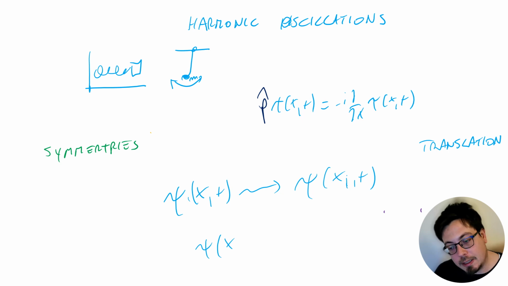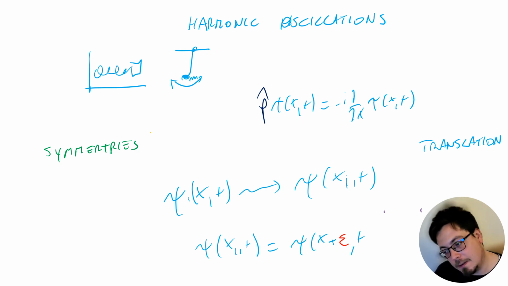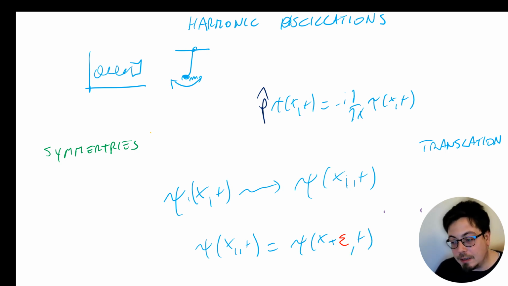Suppose we have x prime of t, which is the new position, which is very close to the initial position by a very small amount, epsilon. Let's forget about t for a moment. Oh no, okay, we keep t. Okay, doesn't matter. It's very close.